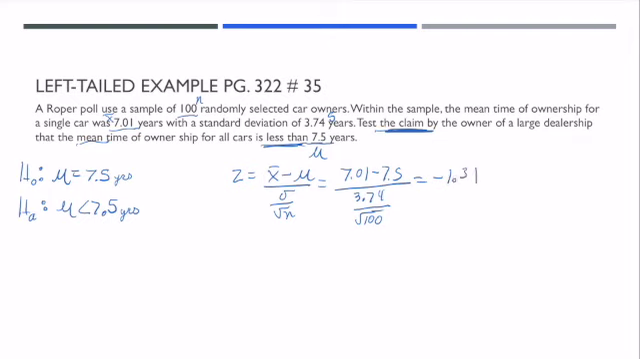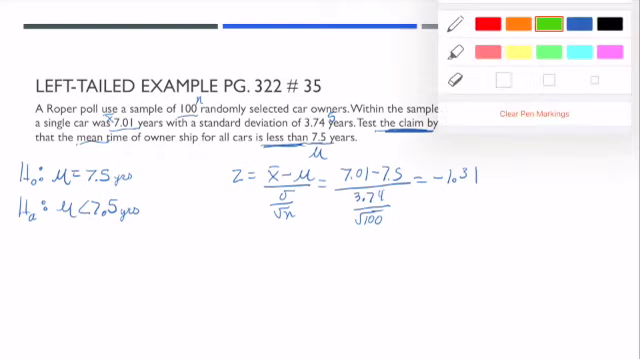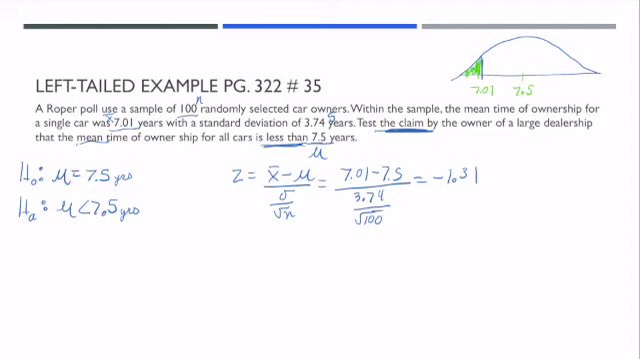So let's relate this back to a normal distribution, because that's what I'd like to do. I have my mean of 7.5. Here I have 7.01, and I'm trying to figure out this value in this green highlighted area right here. That's the area that I want to know. So I take my standard score and I look it up in a z-table. And I find in a z-table that its value at negative 1.31 is 0.0951. That tells me the area right here, 0.0951.